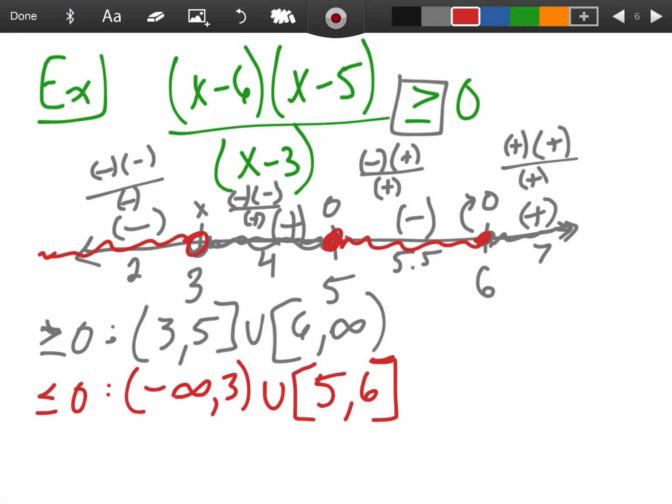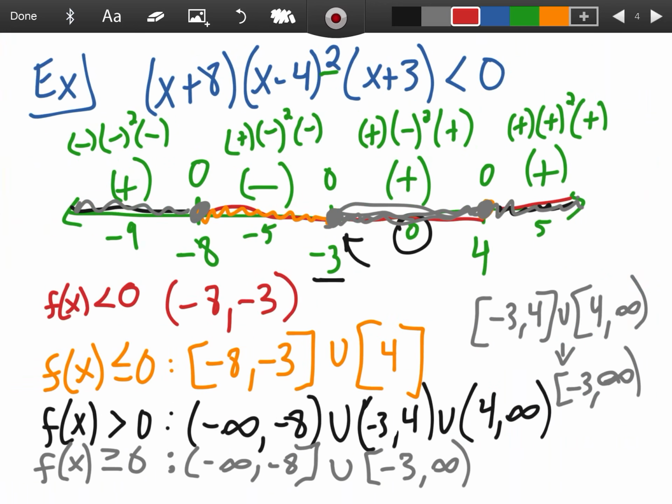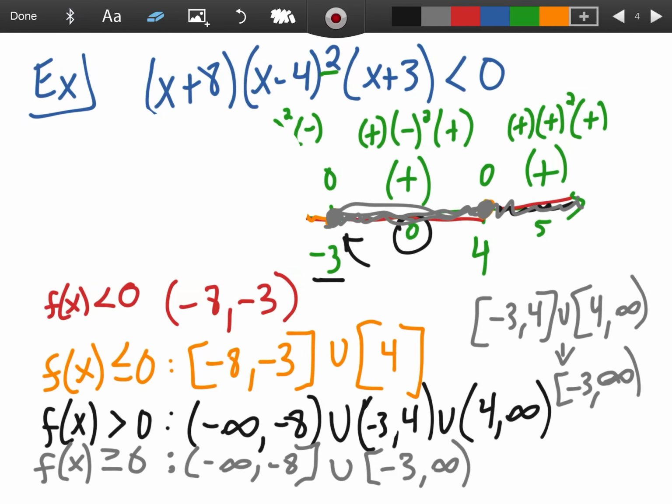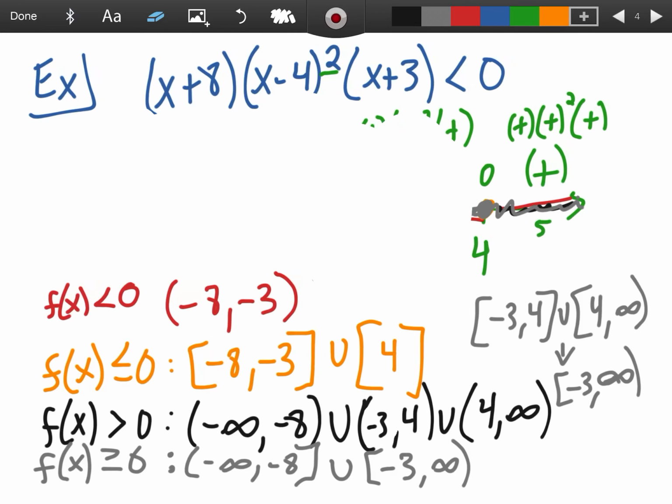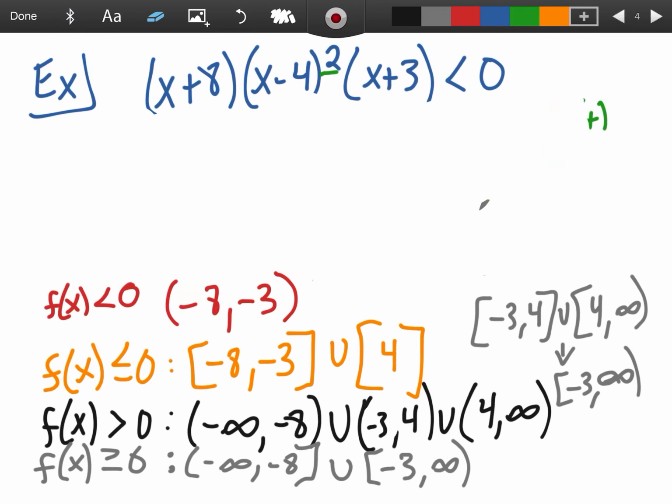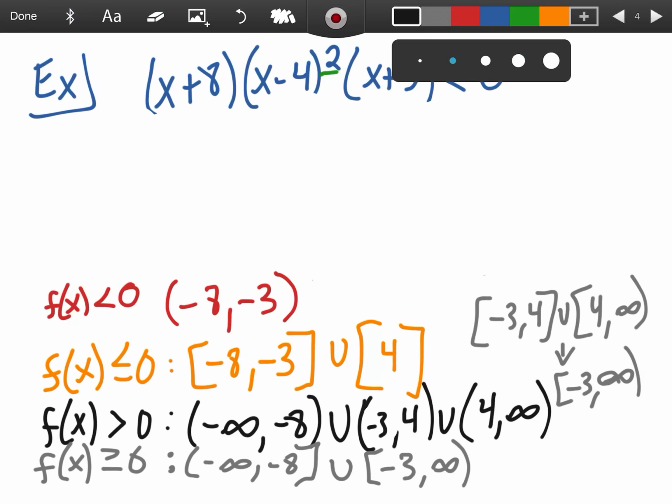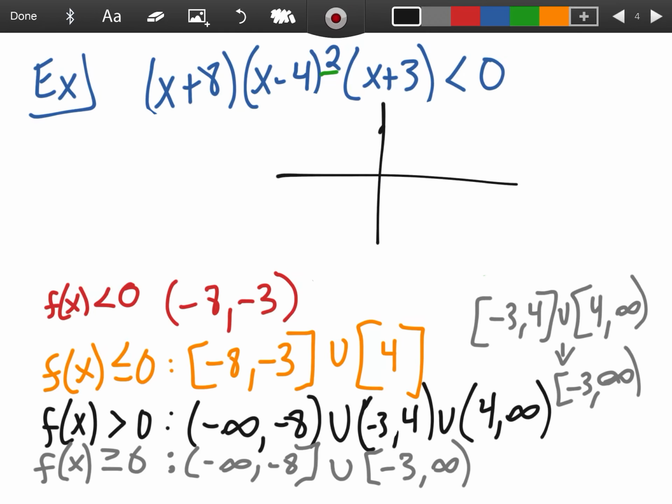All right, so I hope that this video helped. Another thing that you could do, and a way that you could check your answers, especially with these polynomials, is maybe instead of using a sign chart, and I would suggest using the sign chart, but it's also important that we're able to interpret the graphs. If I were to graph this, I've got an x-intercept at -8 over here, an x-intercept at -3 here, and an x-intercept at x equals 4.